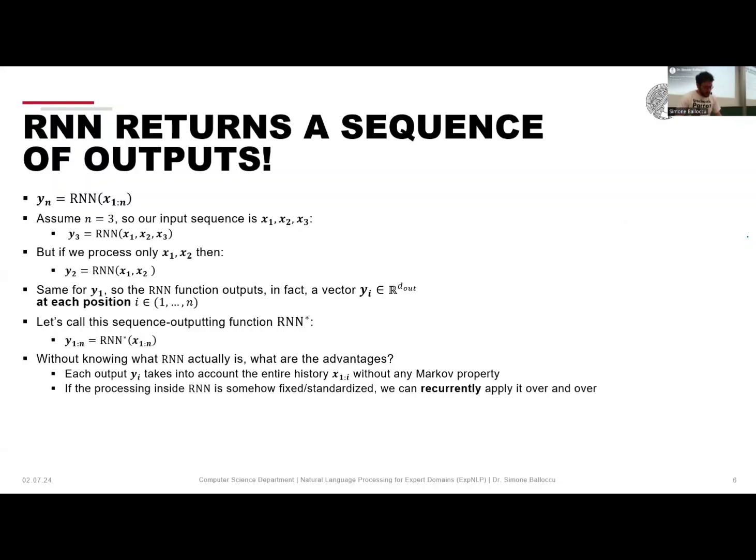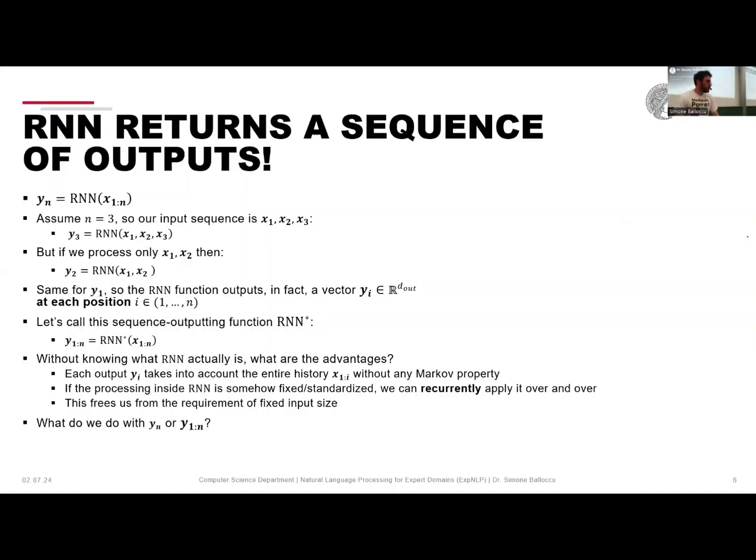And the processing inside the RNN is somehow fixed and standardized, because I didn't say that y3 and y2 do something different. They might do completely different stuff to x1 versus x1 and x2 versus x1, x2 and x3. But that's useless. If this is standardized, then we can recurrently apply the same thing over and over, feeding progressively. Input, obtain something, input, obtain something. And this frees us from the requirement of fixed input size, because we're just reapplying the same block.